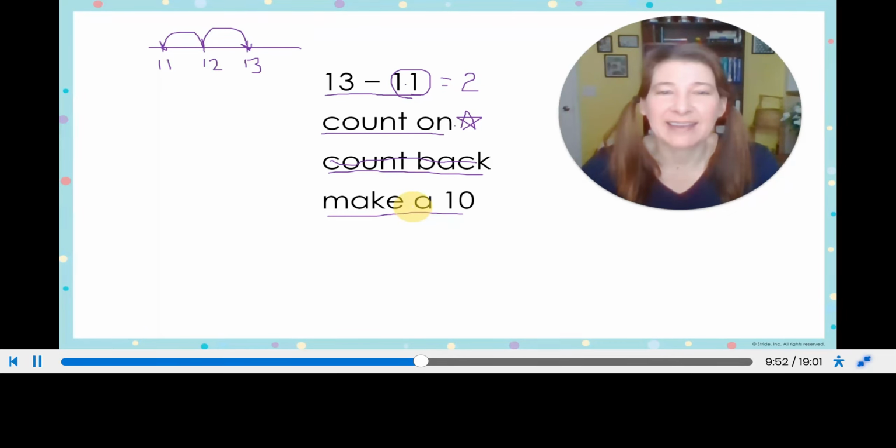Could you have used the make a 10 strategy? You could have. You could have broken 11 into 3 and 8. 3 because 13 minus 3 equals 10. And then 8 because you would need 8 more. 3 and 8 make 11. If you were writing this in a number bond, those would be the numbers in the bottom circles. 13 minus 3 equals 10. And then 10 minus 8 equals 2.